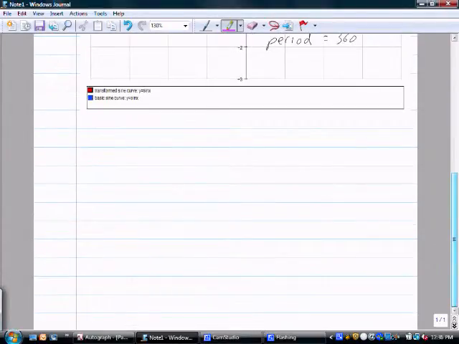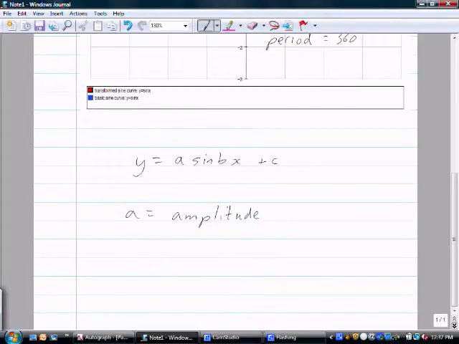Let's have a look at this algebraically. We've looked at a few changes to the sine function. Multiplying by a number at the front just changes the amplitude. So basically A equals the amplitude. If this is 3, the amplitude's 3. If this is 10, the amplitude's 10. If it's 106.5, the amplitude's 106.5.